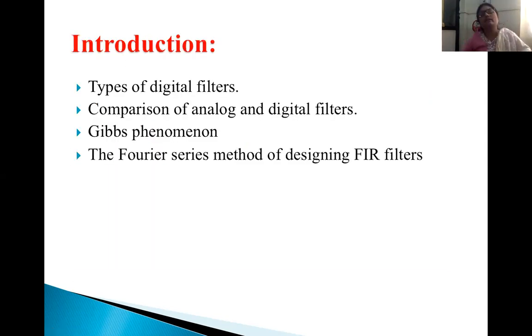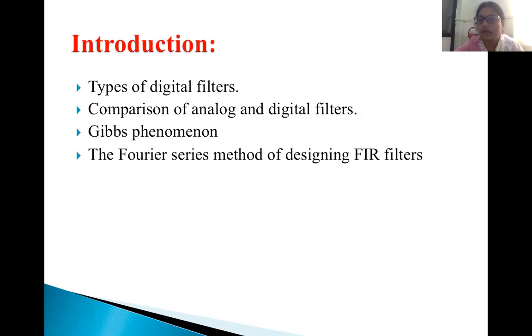So let us start with the introduction of FIR filter. There are two types of digital filter. One is called an FIR filter and another is known as an IIR filter. So what exactly is an FIR filter and what exactly is an IIR filter? In an FIR filter, we are going to design a digital filter for a digital input signal.